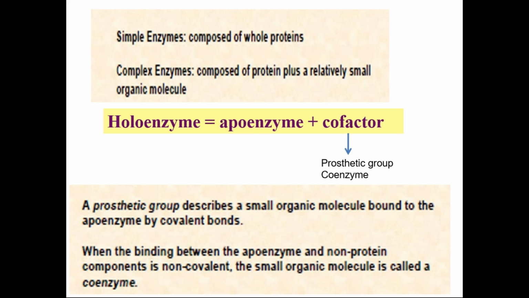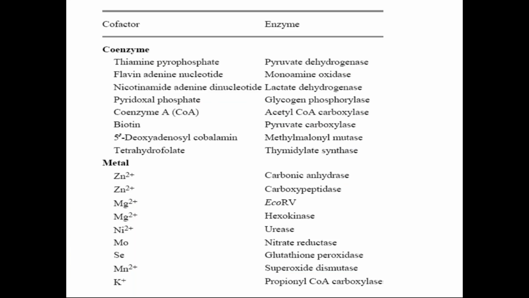The prosthetic group is a small organic molecule. It could be a coenzyme or it could be a cofactor, such as a metal. Several enzymes require metal as the cofactor, or metal is bound to the protein and it serves as an enzyme. So in this next table, I've given you some examples of cofactors, of the coenzymes required, and some of the cofactors required.